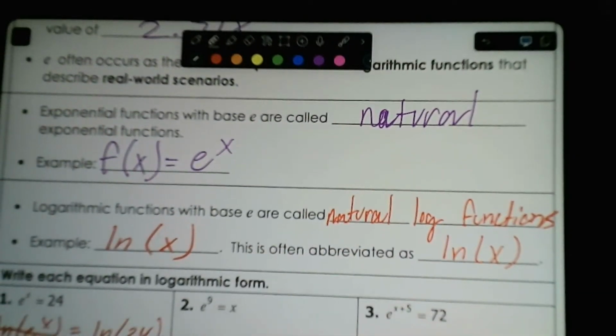Exponential functions with base e are called natural exponential functions, and it looks like this: e to the x. Y'all know where that's from, don't you?